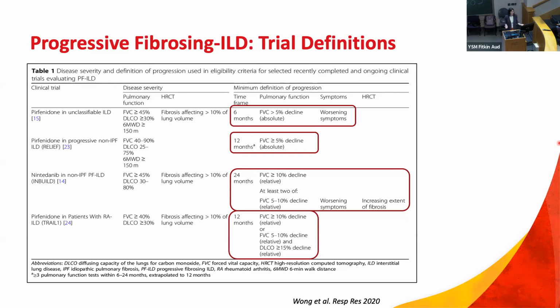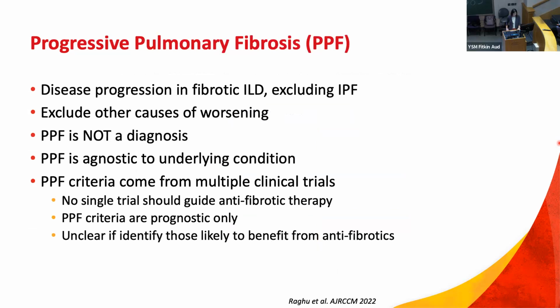But progressive fibrosing ILD is an entity. Patients with pulmonary fibrosis get worse. And there have been all these different definitions across clinical trials, and nobody could quite make sense of what they were. So this definition came out of this recent guideline. Basically, progressive pulmonary fibrosis, or PPF, is disease progression in fibrotic ILD, but not IPF. You have to exclude other causes of worsening.